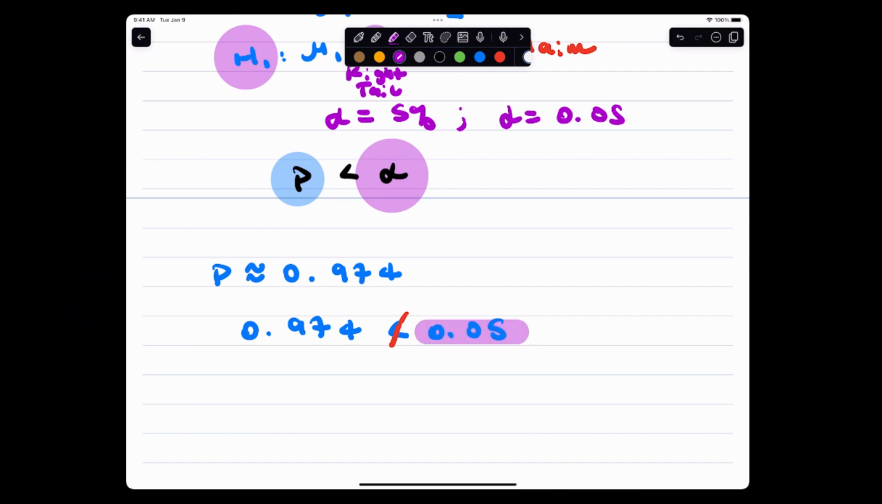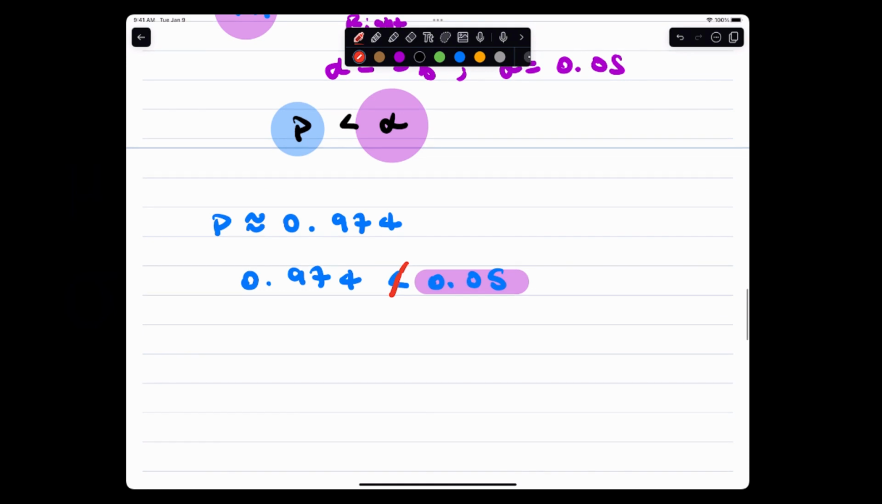So the p-value is high. It's not low. And the p-value, remember, is a probability that the null hypothesis is valid. That's bigger than 95%. It's almost certain to be valid. So we have to keep the null because it does not satisfy the inequality. So we keep the null.